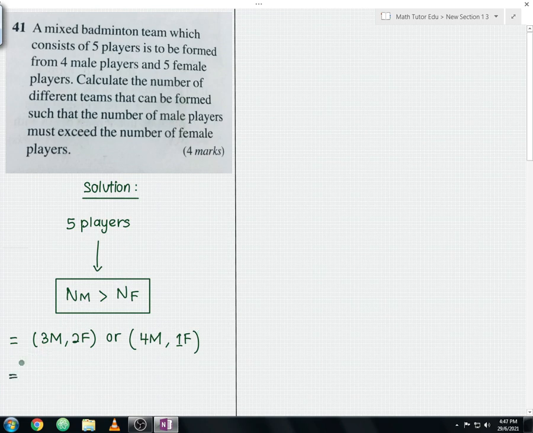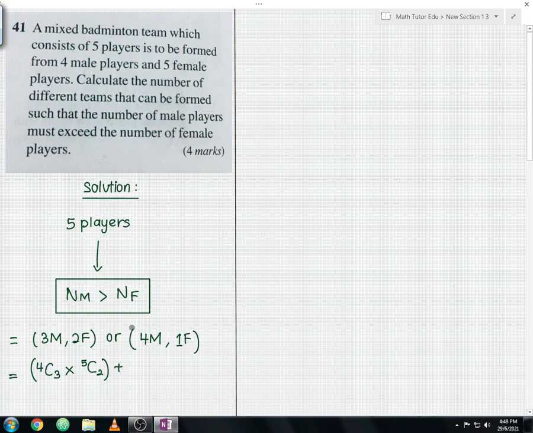From here, out of the 4 male players, you are choosing 3 male players, based on this statement. Since there is an 'and' within this bracket, you need to multiply with 2 female players, guys. You have a total of 5 female players, so out of the 5 female players, you are choosing 2 female players. Close bracket. Since there is an 'or' over here, you need to add them together. So this is the first possibility.